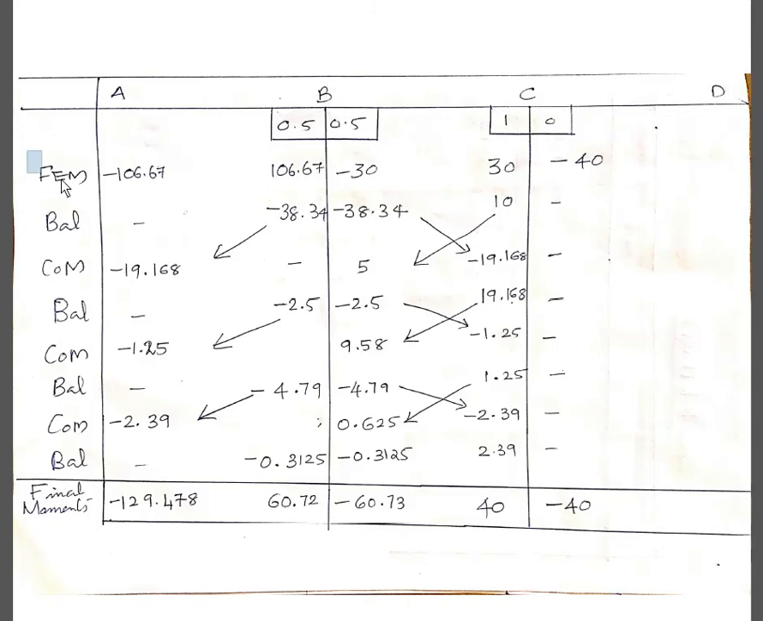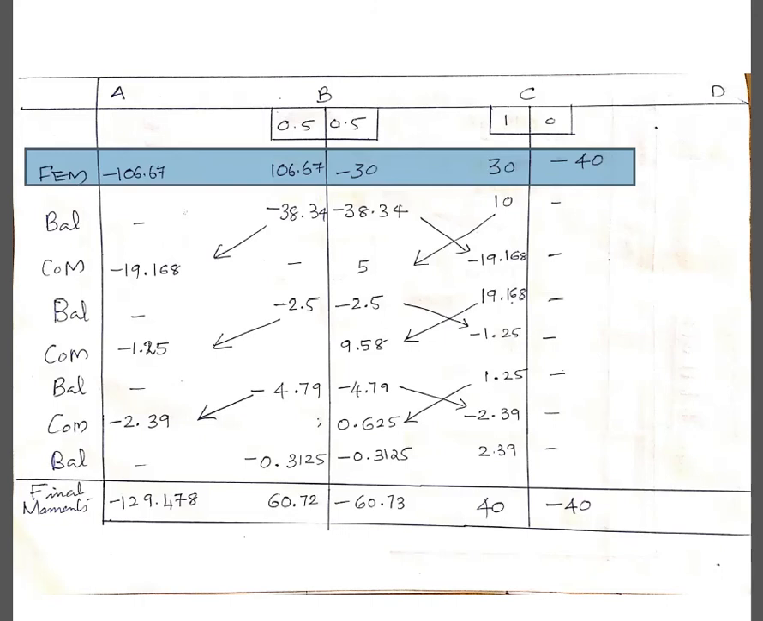then write down the fixed end moments. So when you write the fixed end moments, you have to also include the overhanging moment present at the joint C. So M of AB is written here, M of BA is written here, and M of BC value is minus 30, and M of CB value is 30, and MCD value is written here, it is minus 40.